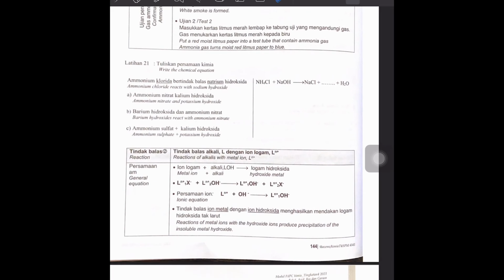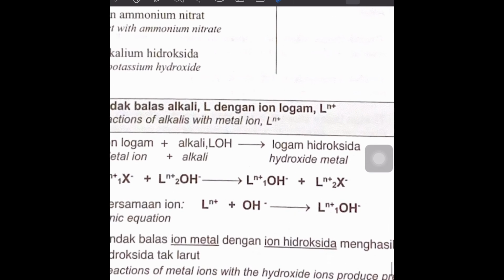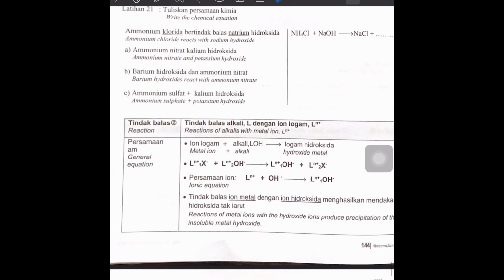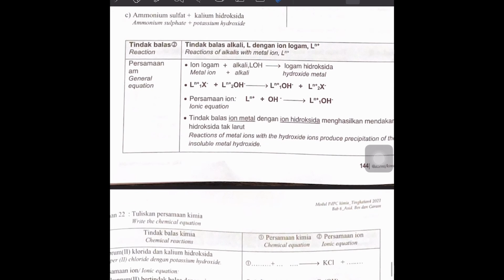Okay, the second reaction for alkali adalah reaction of alkali with metal ion. Metal tu adalah positively charged ions, kan? Metal ion. Okay, so what will happen? When metal ion react with alkali, they will form hydroxide metal.